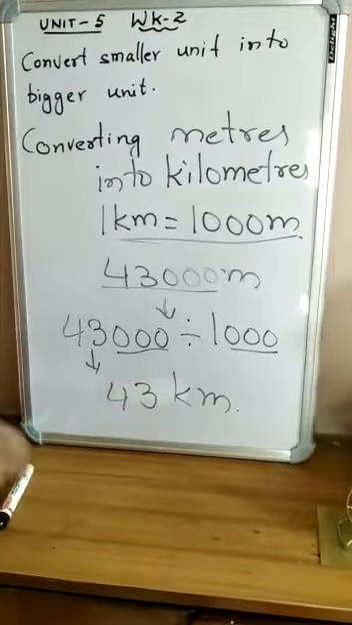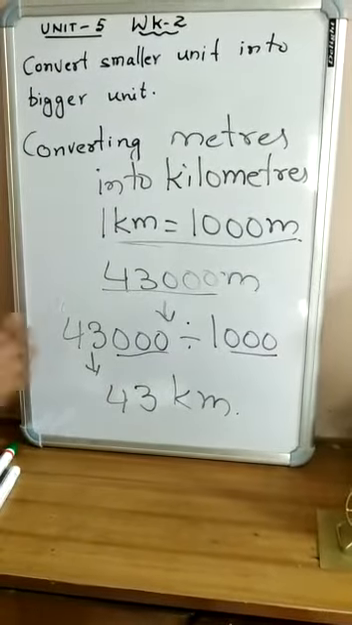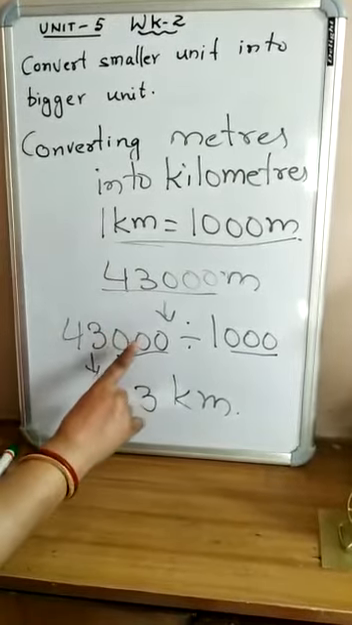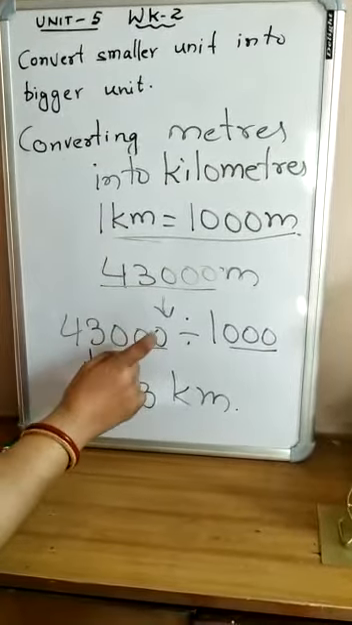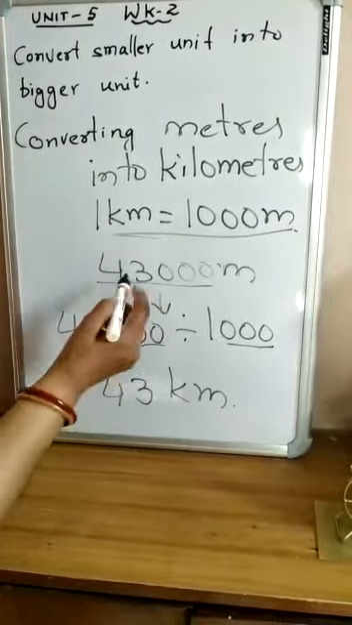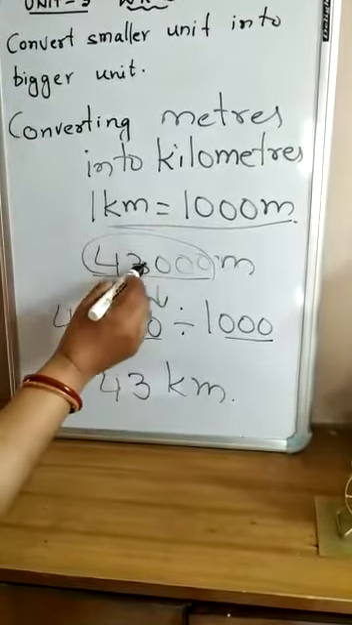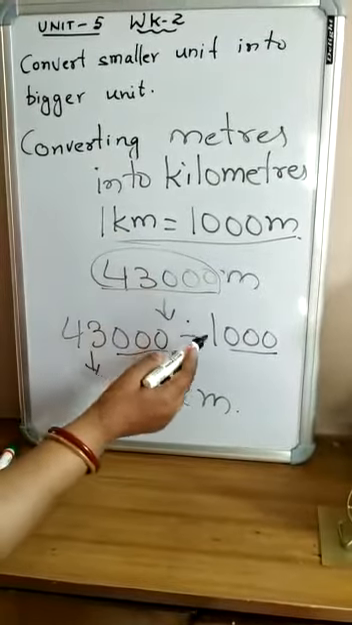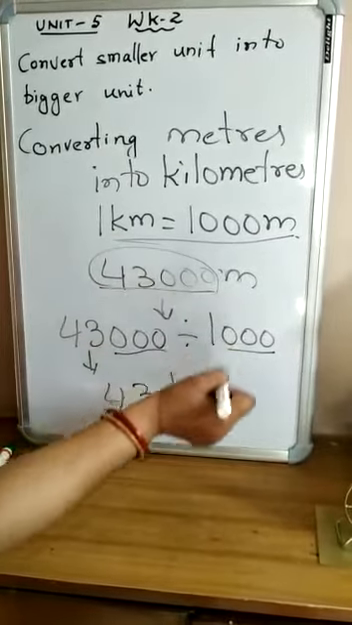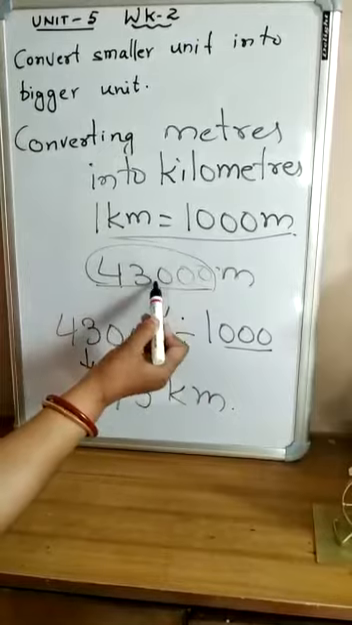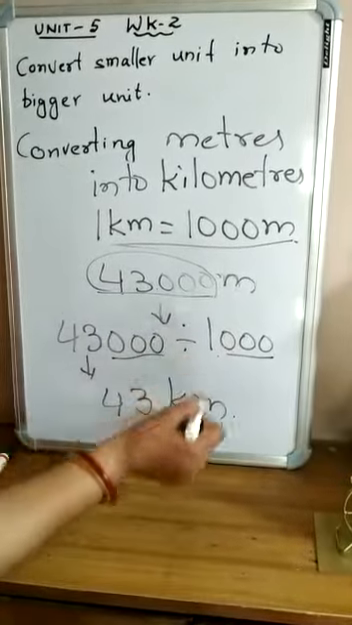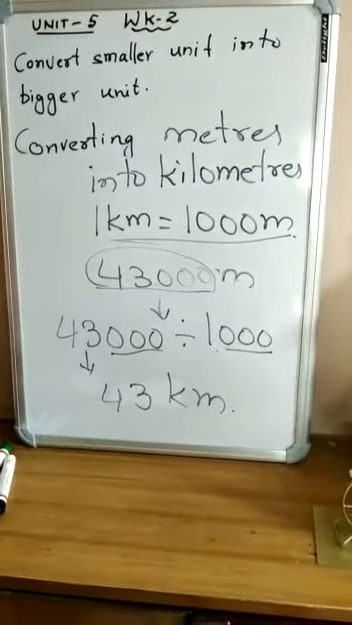Correct, children? Now come to the next. Here what we have done? I have done that we divide the numbers of meter. Here, what is the number of meter? 43,000. So we divide numbers of meter by the 1000 to convert meter into kilometer. Now let us come to the another point.